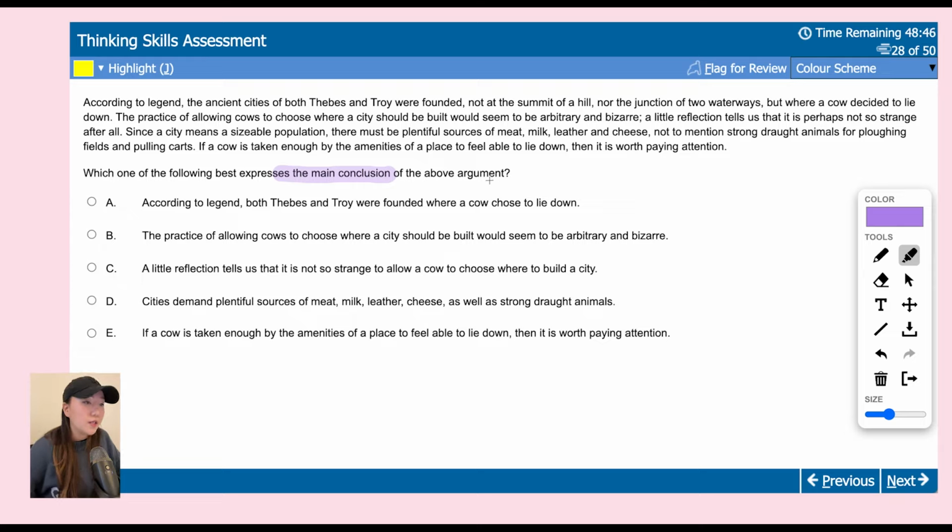Okay, main conclusion. So, according to legend, something. Yeah, that's all introducing the topic. The practice of allowing cows to choose where a city should be built would seem to be arbitrary and bizarre. And then there's always like an imaginary "however" here: but a little reflection tells us that it is perhaps not so strange after all. That's your opinion, and I'm sure you'll spend the rest of that passage explaining why this is not strange after all. So that is obviously the main conclusion, which would match to C.